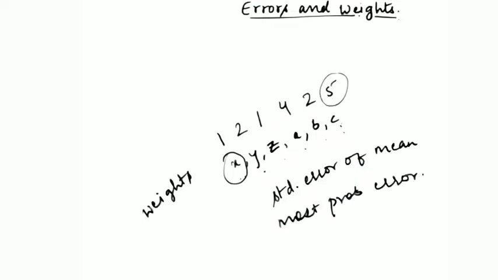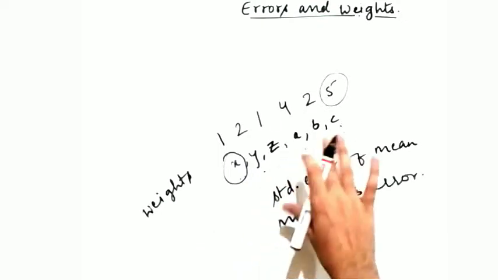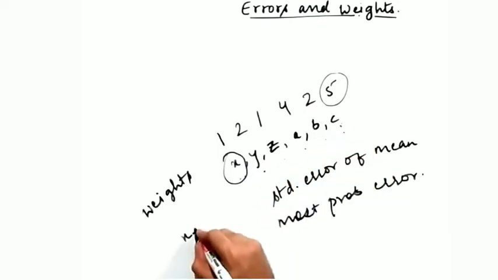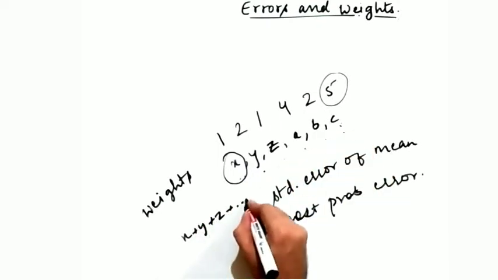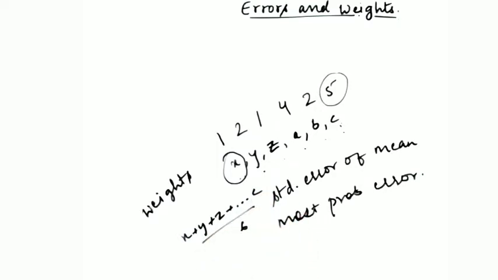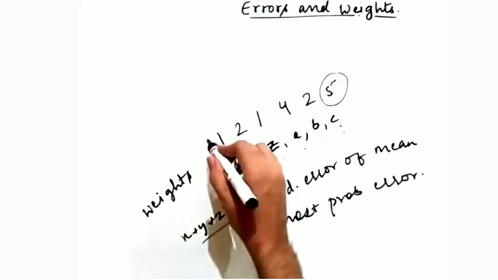Now they will ask you what the weighted mean is. So you will have to calculate in a different manner. You will not calculate the mean simply by taking X plus Y plus Z plus A plus B plus C divided by 6. You will not calculate in this fashion. You will have to calculate the mean with the help of these weights.